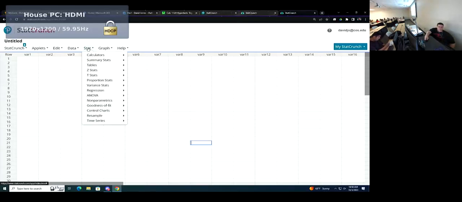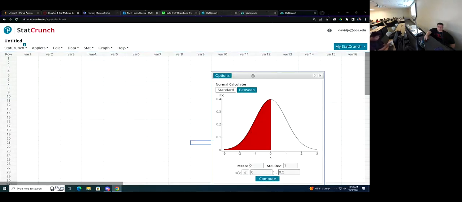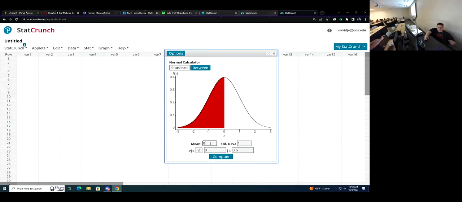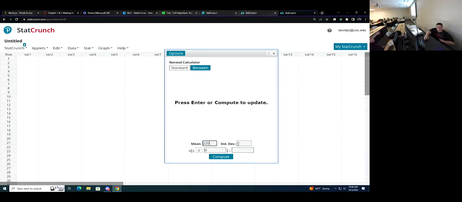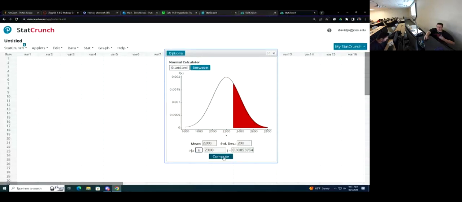Okay. So I'm gonna go stats, calculators, normal. We had a mean weight of 2,200 and a standard deviation of 200. And we wanted 2,300 here. And it's shaded the wrong way. I got the wrong sign. There we go. So this is 0.3085, or so that's like 30.85% for B.